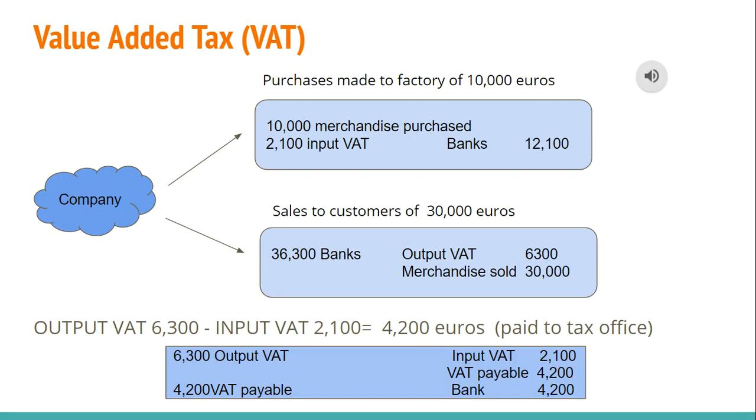Value-added tax, or VAT for short, is a European consumption tax. Basically, companies pay the VAT in advance when buying goods and services and recover it through sales. Input VAT is an asset and it is recorded on the debit side. Output VAT is a liability and it is recorded on the credit side. VAT payable is a liability and VAT receivable is an asset. And the difference between the output VAT and the input VAT is paid to the tax office.